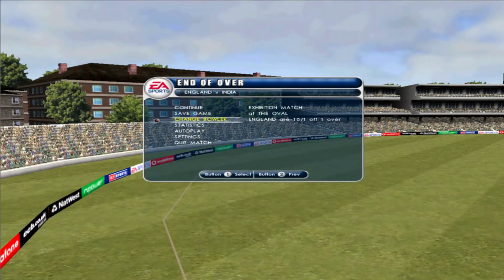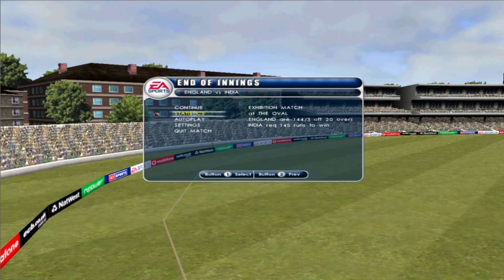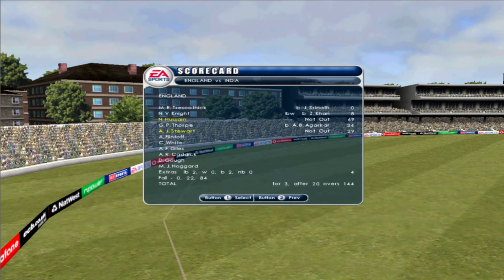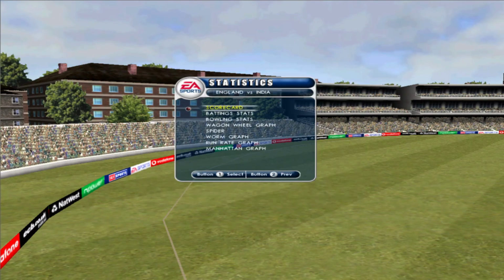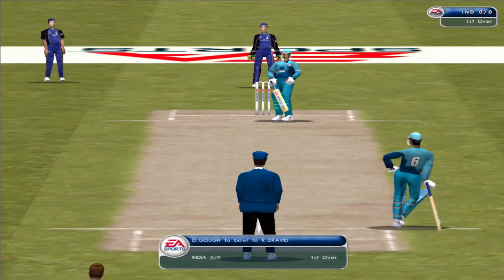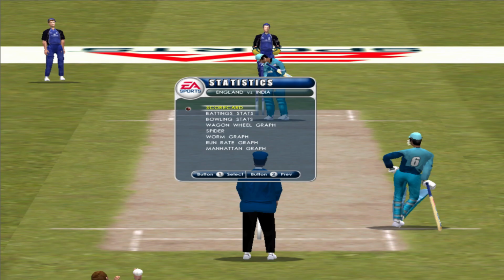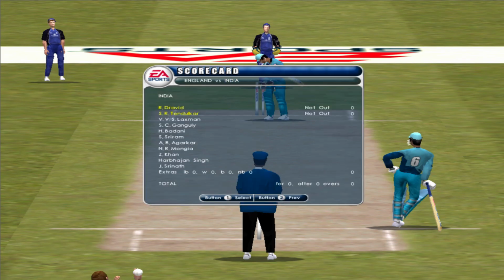Nineteen overs are left in the innings. Let's take a look at how the innings has gone so far. These are the bowling figures. Srinath has finished with figures of 4 overs, 1 for 32, 145 runs required. Well, let's take a look at the scorecard.